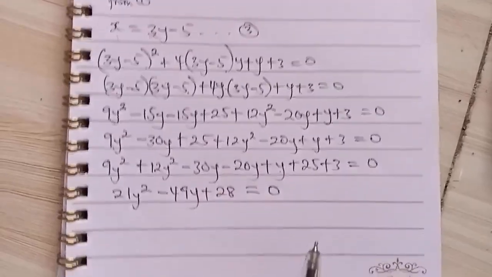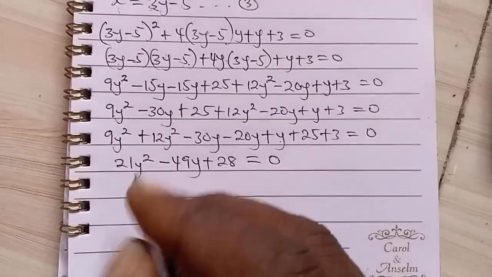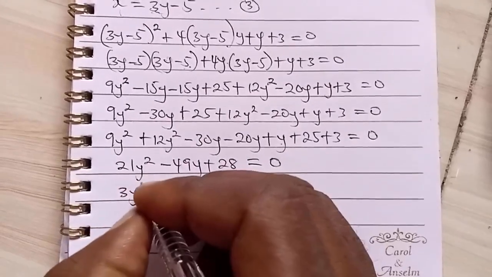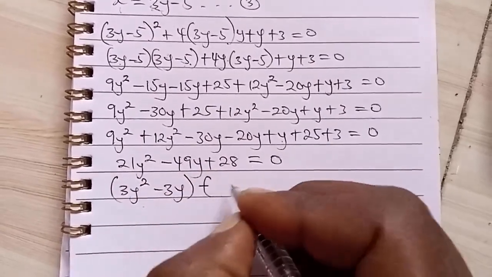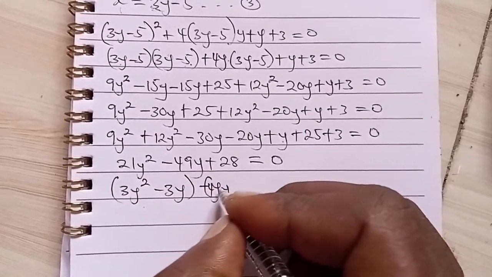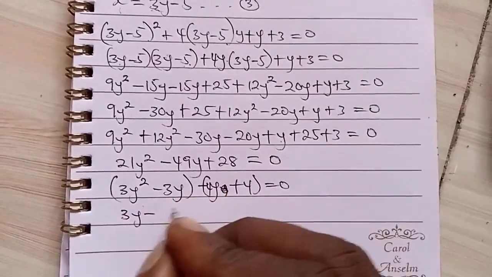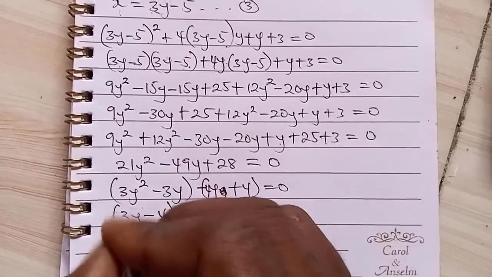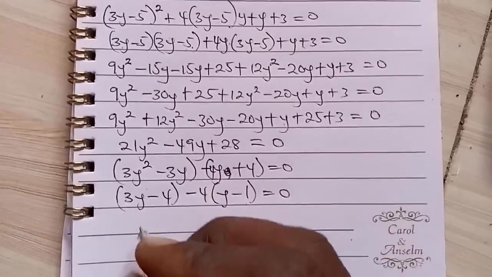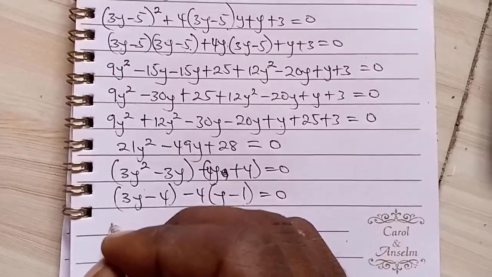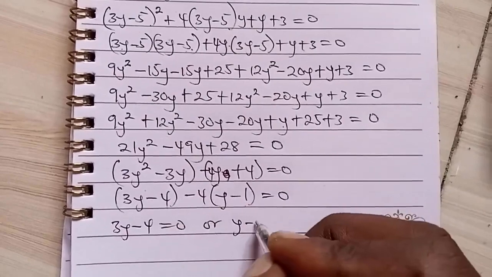So 21y squared minus 49y plus 28 equals 0. Now, we can solve this quadratically, but you can see it without wasting our time. By factorizing it, we can see 3y squared minus 3y, then we have minus 4y plus 4 equals 0. Then here we have 3y minus 4, then minus 4 is common, y minus 1 equals 0. Here we have that either 3y minus 4 equals 0 or y minus 1 equals 0.